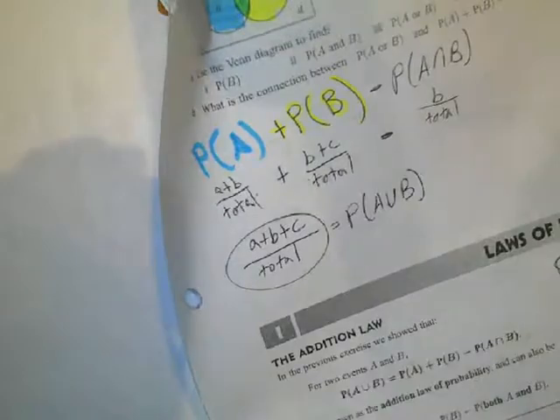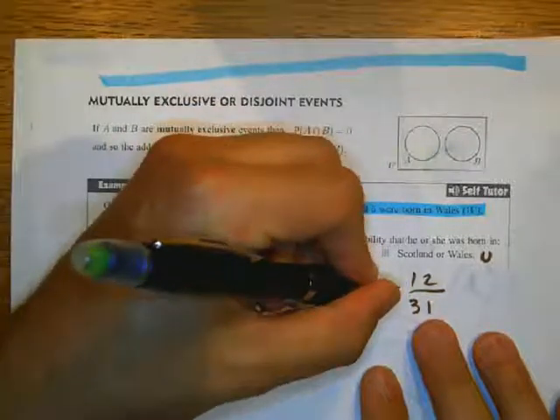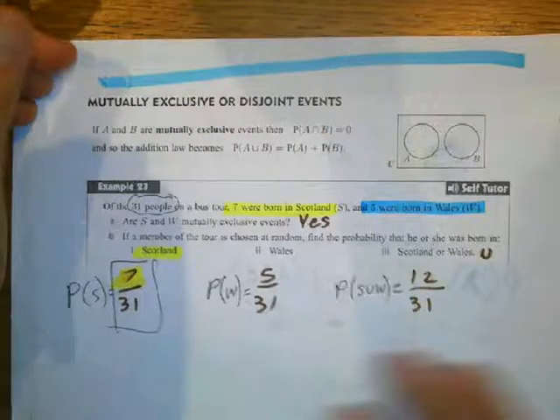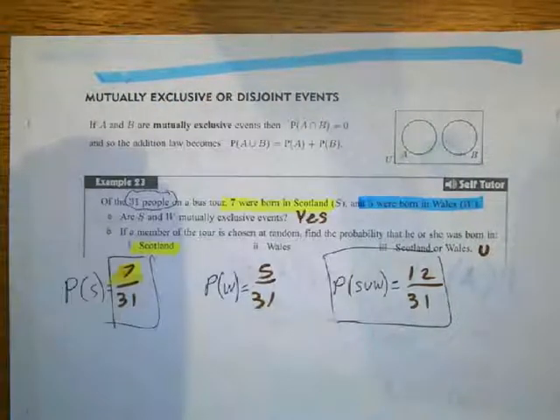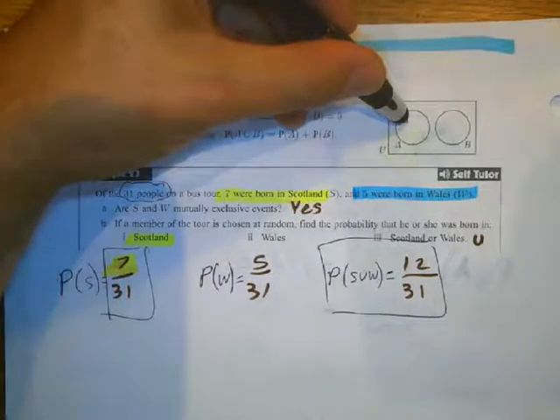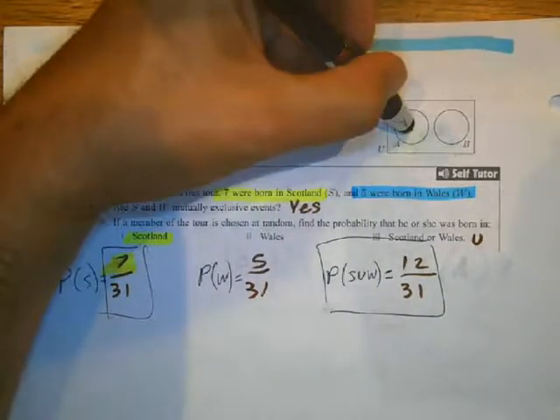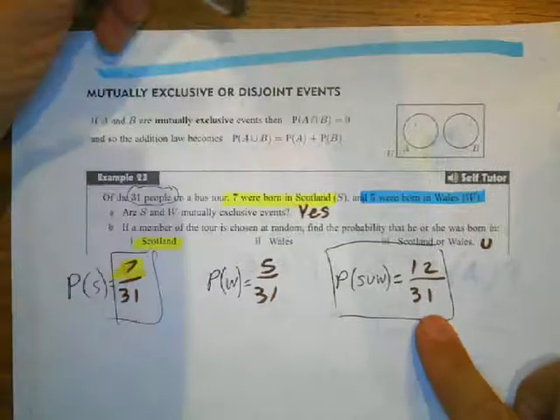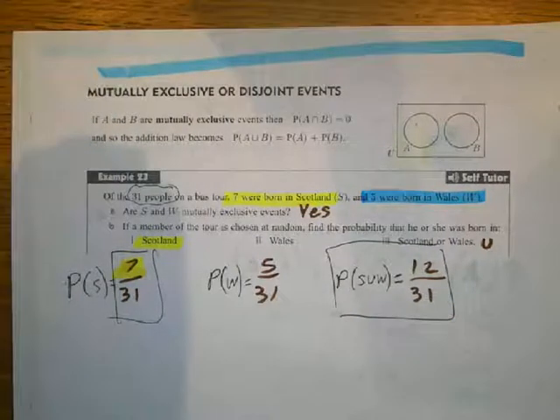It's going to be union, right? So S union W. If it's union, then we're simply going to add these two fractions together. Because if this is my Scotland and this is my Wales, we add those fractions together, and that's going to give me the probability that they're born in Scotland or Wales out of all the people on the bus.